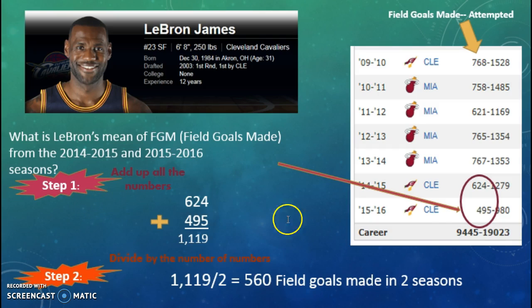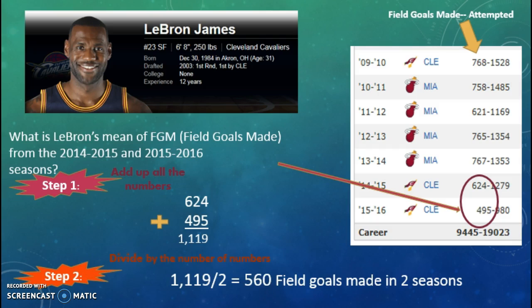Step 1, I'm going to add 624 plus 495. It gives me 1,119. So that's how many field goals he made within these last 2 seasons. I'm going to divide that number by 2 because I used two numbers, 2 seasons. 1,119 divided by 2. LeBron James's field goals average is 560 within these 2 seasons.